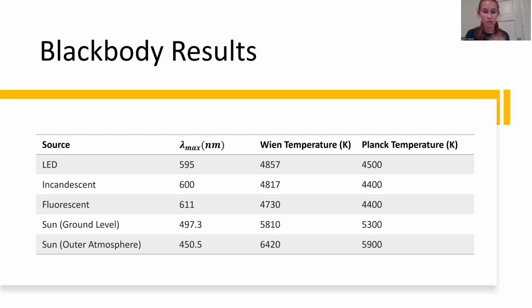Here we have our tabled results for the temperatures of each source using Wien's and Planck's equations. We can see that the sun, obviously at the outer atmosphere, is the hottest, and that is also the one that most closely followed Planck's equation.